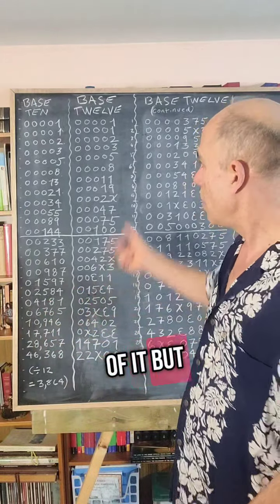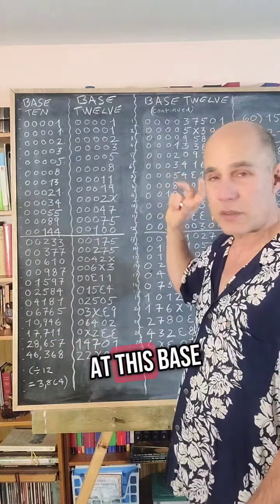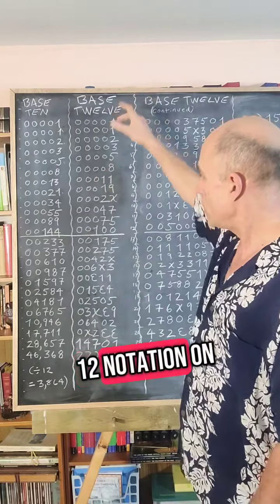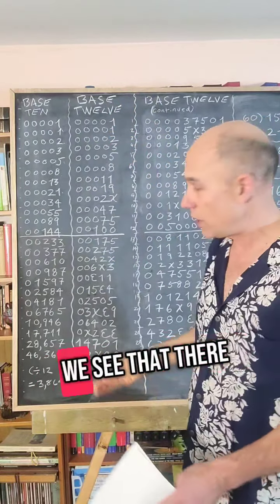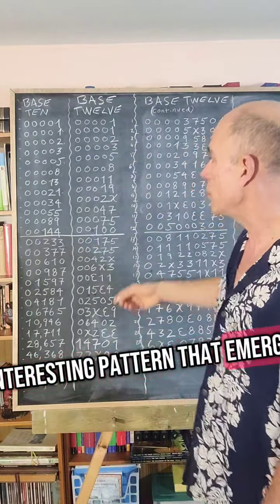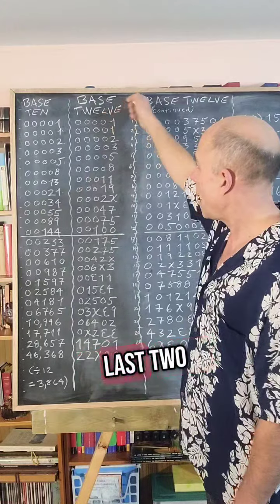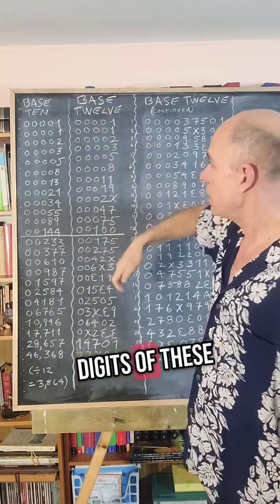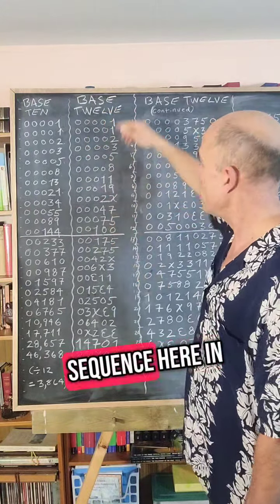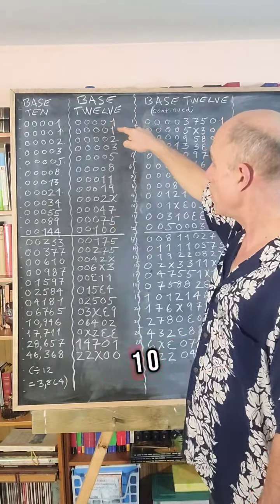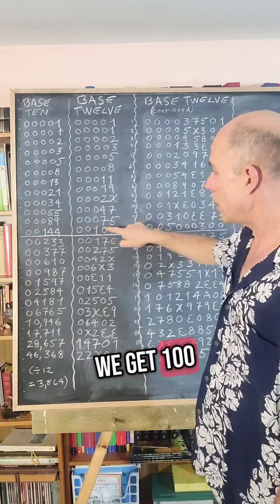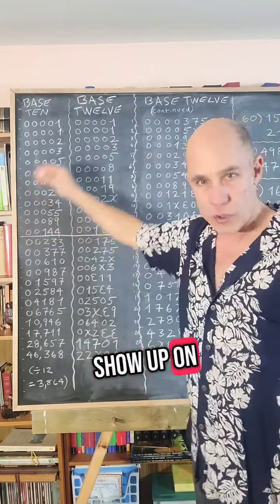So we have this base 12 history already permeating our culture, but we haven't really been aware of it. But when we look at this base 12 notation on the Fibonacci sequence, we see that there's actually an interesting pattern that emerges. If you look at the last two digits of these numbers in the base 12 side, you go 01, 01, all the way down here we get 100. You get these two zeros that show up on the 12th iteration.